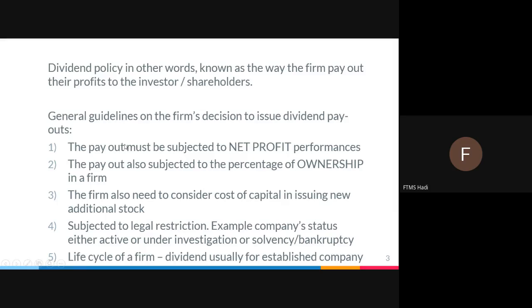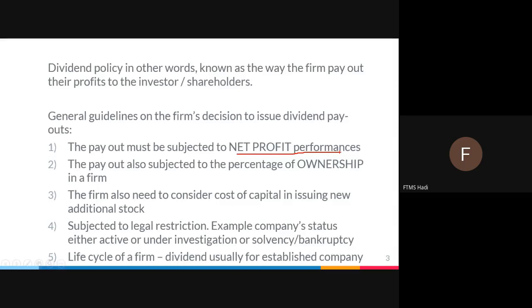The first one: to issue a payout or give a dividend, it must be subject to net profit performance. There is a difference between big companies and small companies. Big or blue chip companies such as Petronas and Astro generate multi-millions of profit every year. Of course, they will have a very large dividend or payout compared to a small company. Small companies usually generate low net profit, and then they will issue low payouts or low dividends. That is net profit performance.